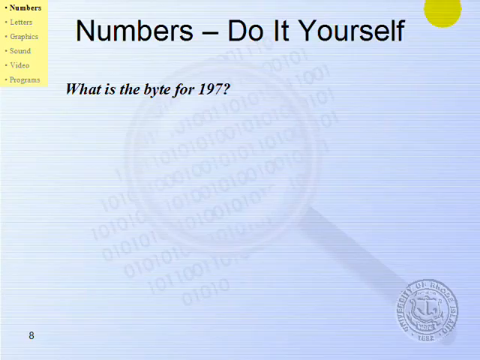Let's try going the other way. What's the byte, the 8 bits, for the decimal number 197? At this point, you might want to pause the lecture and see if you can think about and figure out how to do this yourself. Can you generate the byte, the 8 bits, for 197? Go ahead and pause, and in a moment I'll resume speaking, so after you've tried it yourself, you can come back and I'll show you how to do it.